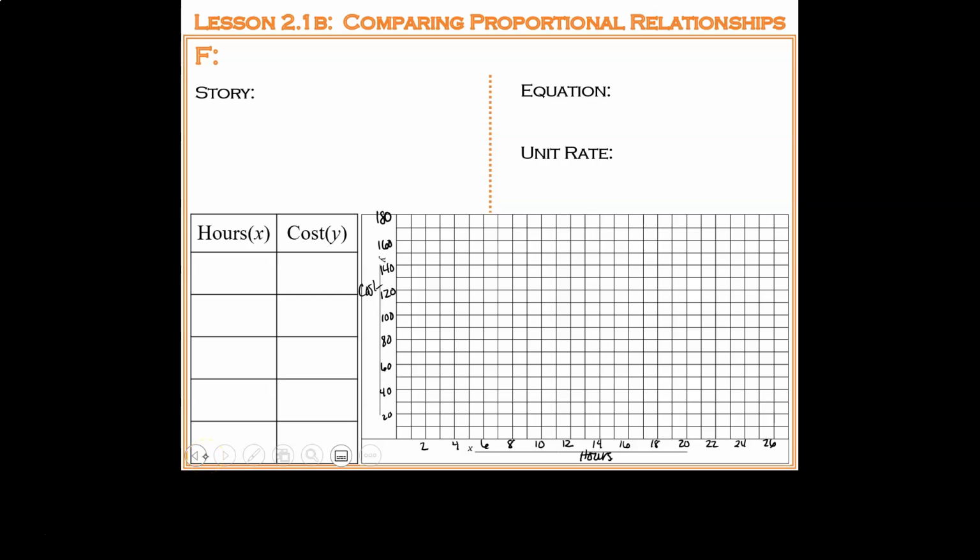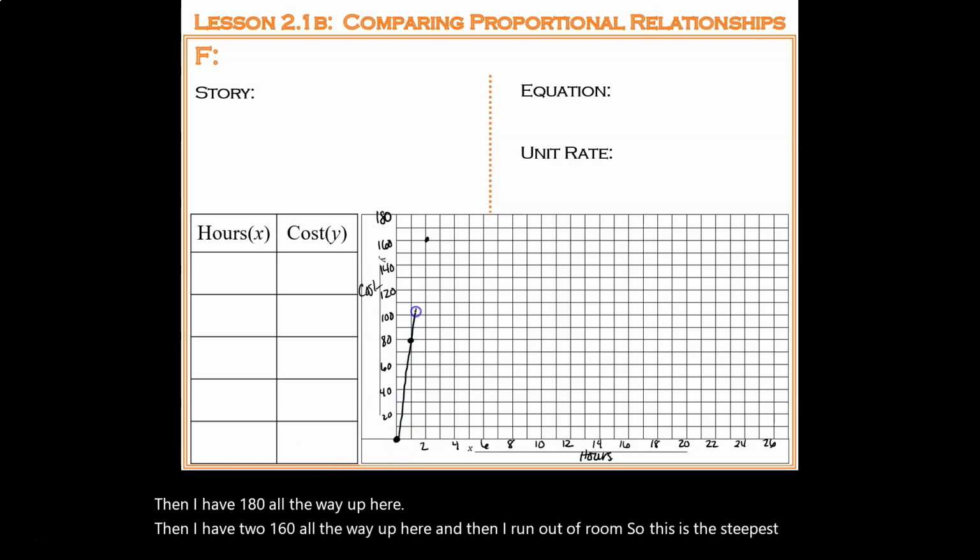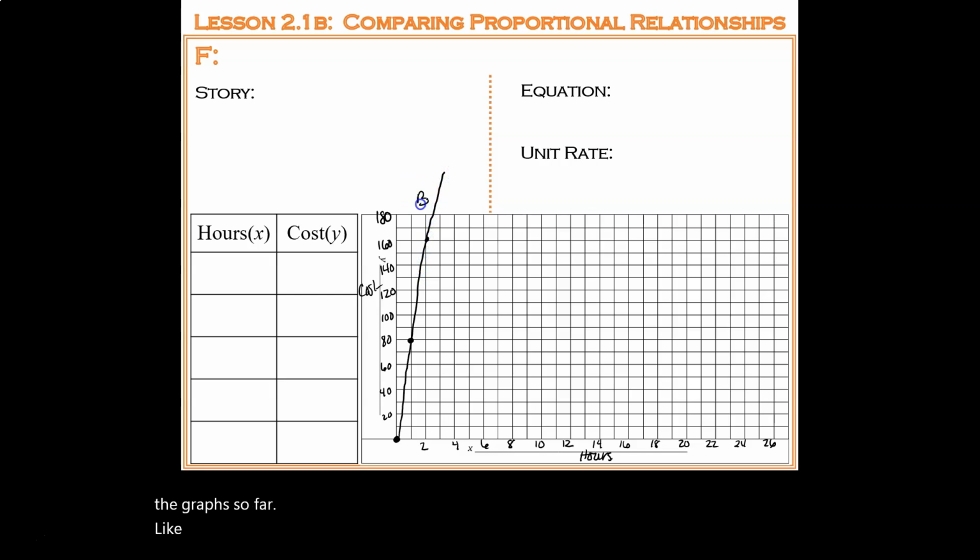All right, so let's just graph it on this one. So my first one is 0, 0 for bungee jumping. Then I have 80 all the way up here. Then I have 160 all the way up here. And then I run out of room. So this is the steepest of all the graphs so far, like this, and label it bungee jumping. Okay? So I graphed bungee jumping on your blank one.